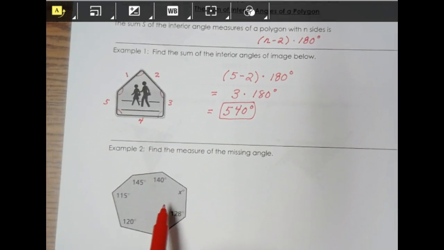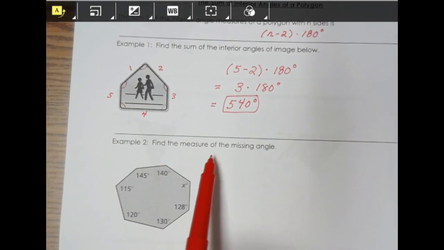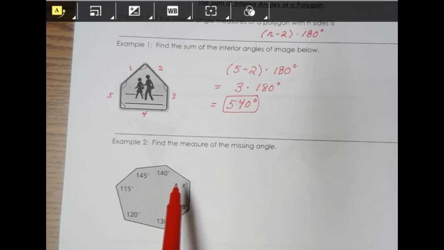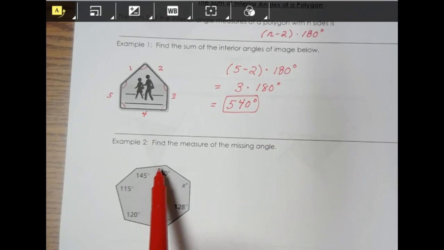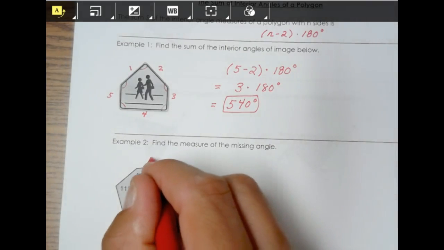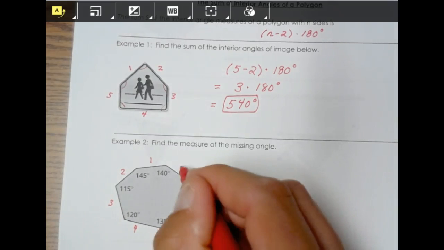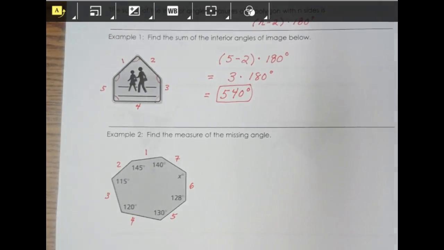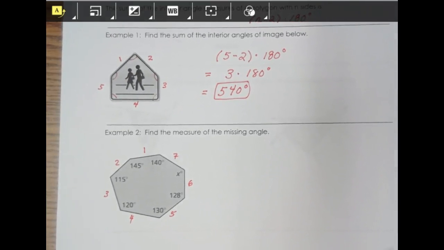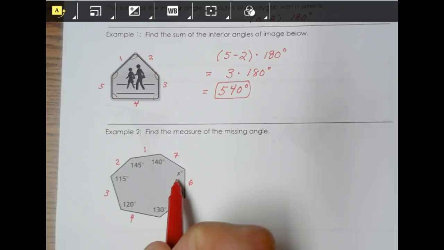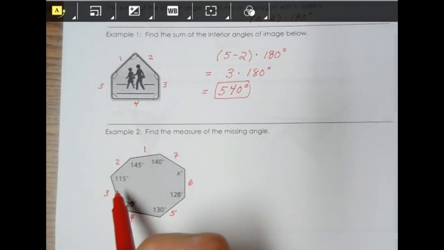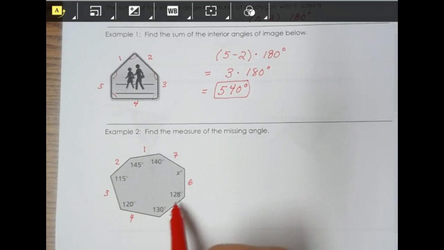So now let's look at a second example. It says find the measure of the missing angle. Again, they have a whole bunch of angles inside here, and one of the ways you can do it is you can count the angles, and that's going to help you with the number of sides because each side is going to have an angle, or you can just count the sides. If I count the sides, 1, 2, 3, 4, 5, 6, 7. There are 7 sides. There are 2 parts that I need to know about this problem. If I want to find the missing value of x, I've got to know what's the total number of degrees I get to work with here?